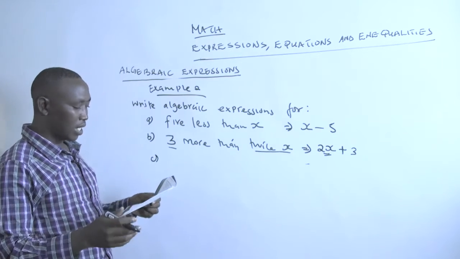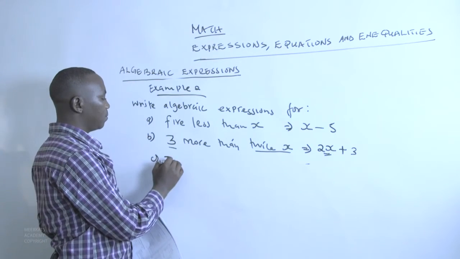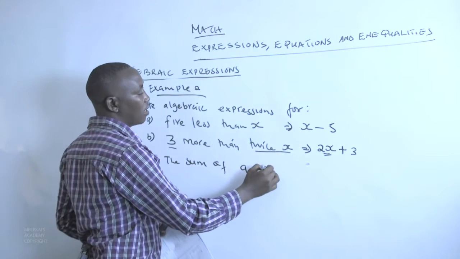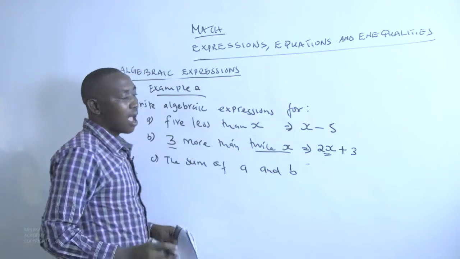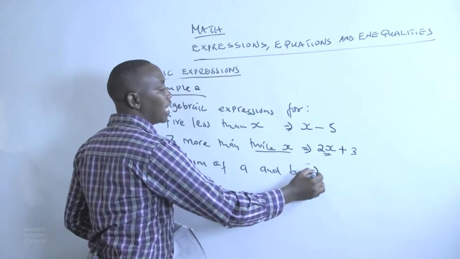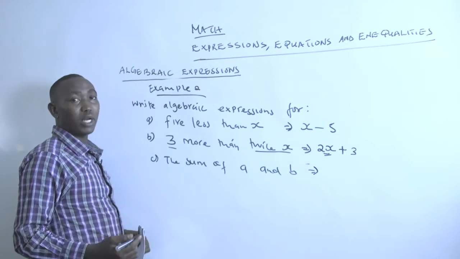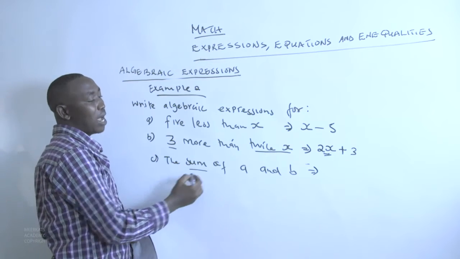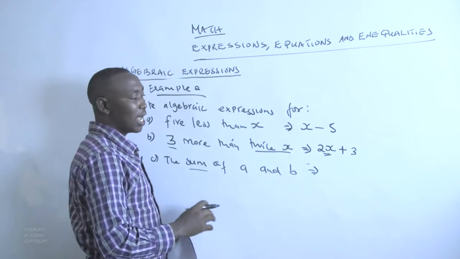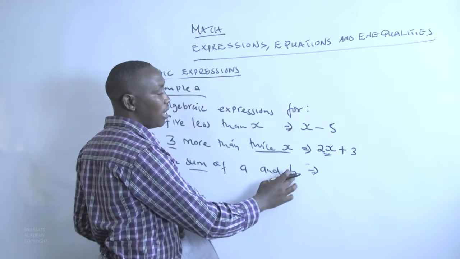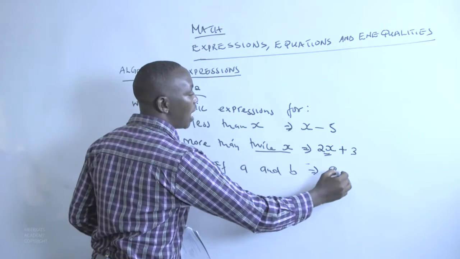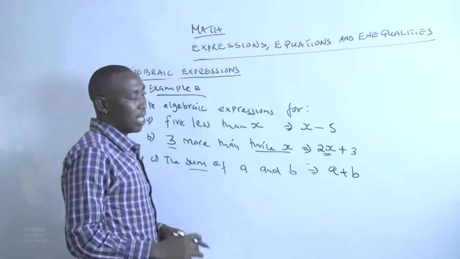C, the sum of a and b. Now, for us to be able to write this expression, we need to understand what the word sum means. Sum simply means addition, and in that particular case, the sum of a and b will be a added to b. So that will be a plus b.